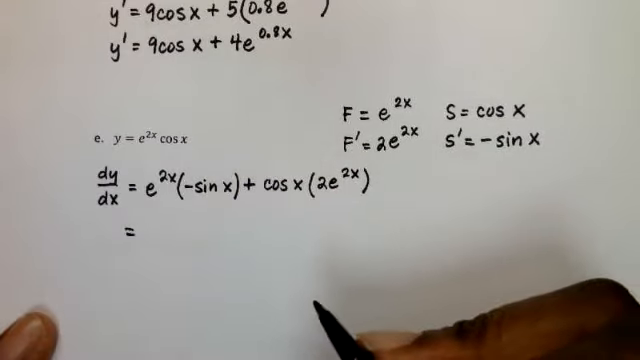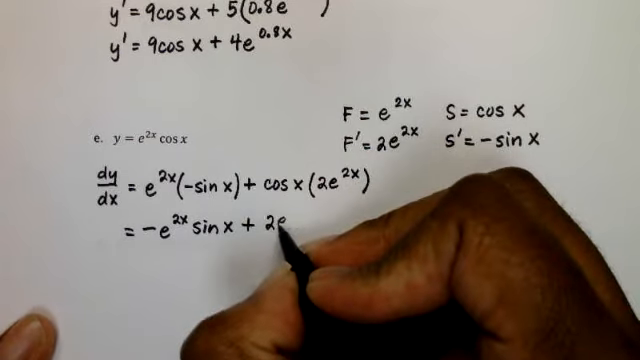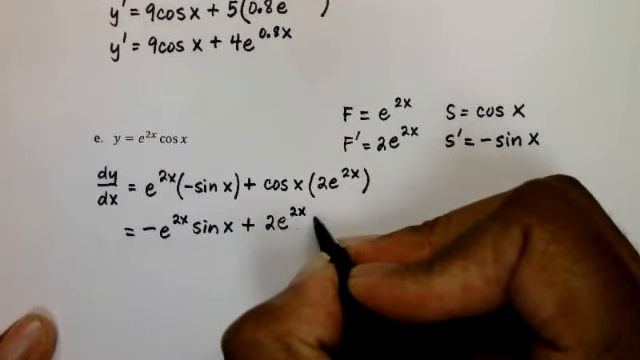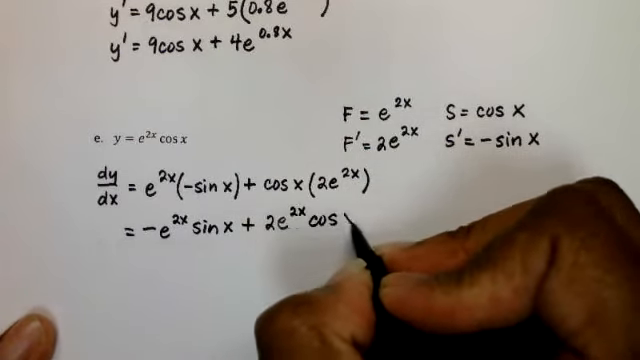Now, if I simplify this a bit, I'll pull the negative in front of e to the 2x times the sine of x, plus, now I'll pull the 2 in front of the cosine of x. 2e to the 2x will go in front, 2e to the 2x times the cosine of x.